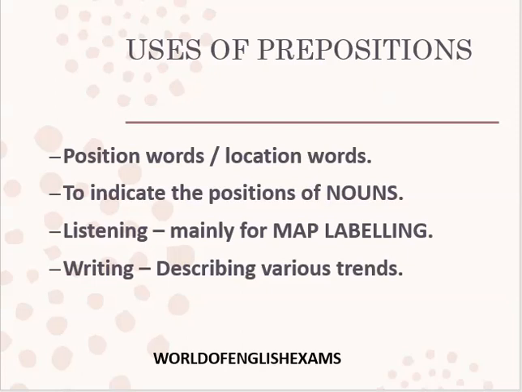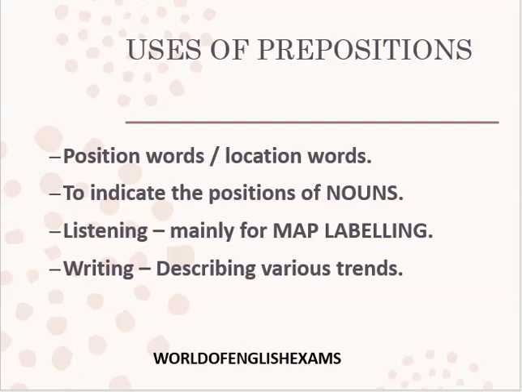So for labeling a map, all you require is the information about the various positions of landmarks. They will act as a guide in order to get the right answers. And of course, maps are a very important constituent of the academic writing task 1 as well. So for map labeling, whether it is listening or reading or writing, you need to use prepositions. They are a compulsory element.